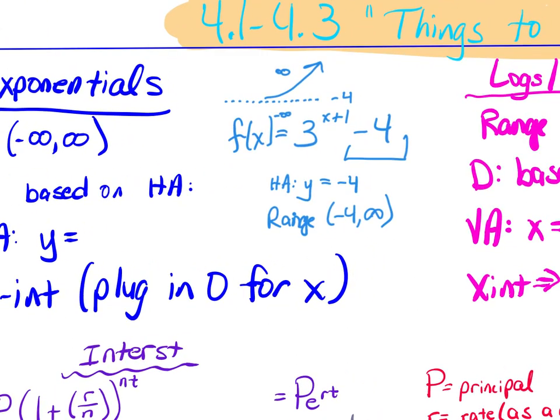And then if you were asked to find the y-intercept, you would plug in 0 right here for x. So if I plugged in 0 for x, 3 to the 0 power, 0 plus 1, 3 to the first power is 3 minus 4. So your y-intercept, where it crosses the y-axis, when I plug in 0 for x, I get negative 1. So it would be at when x is 0, y is negative 1. You have to put it as an ordered pair.